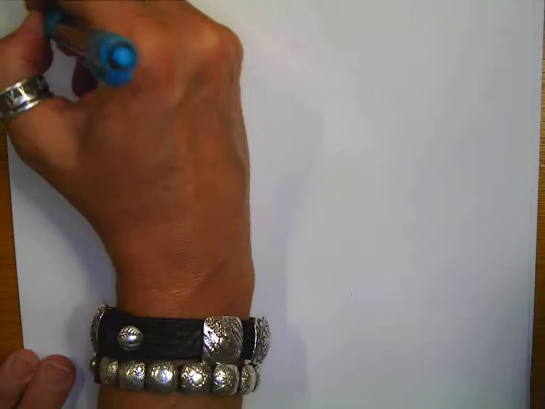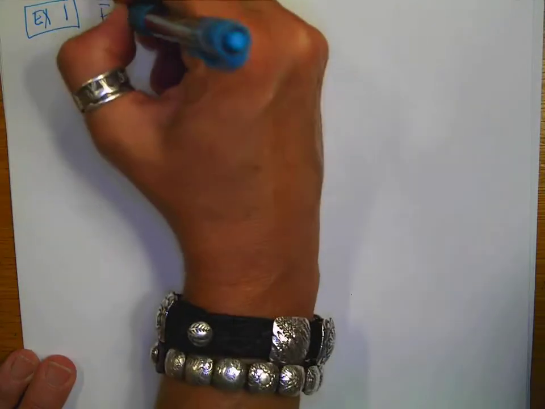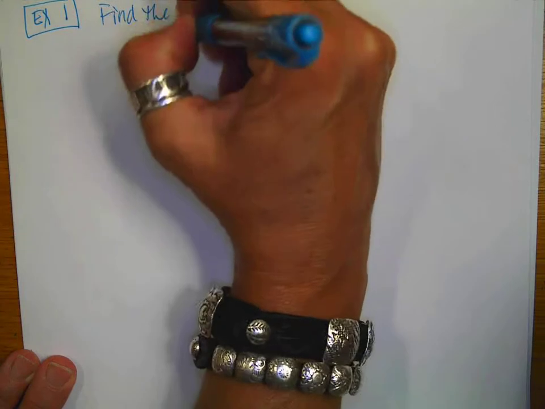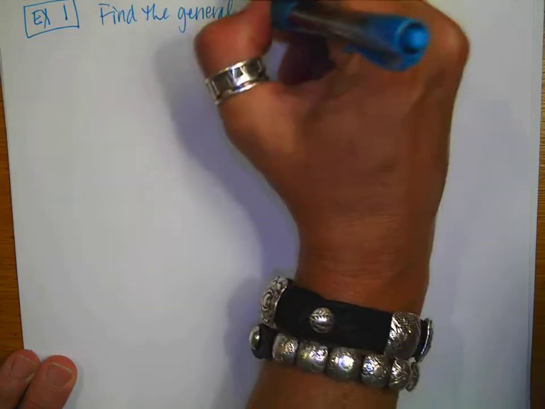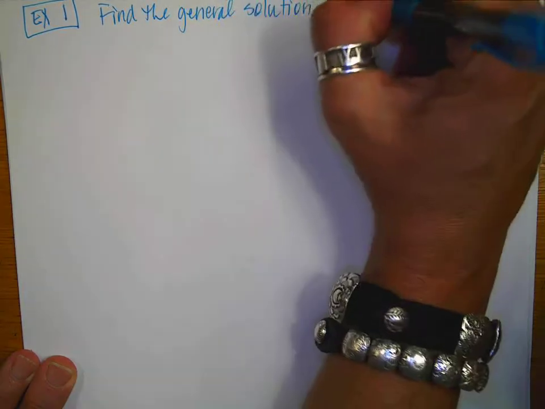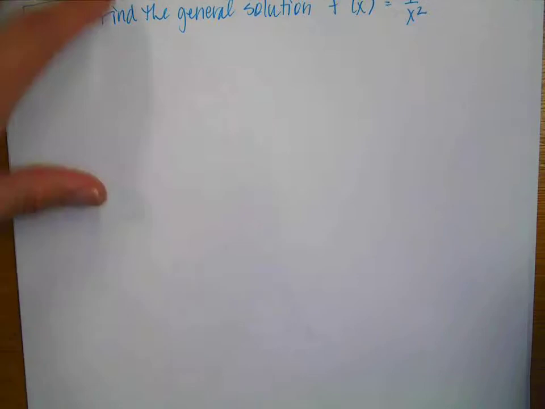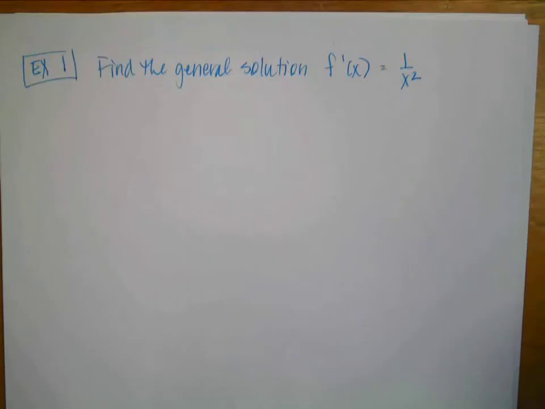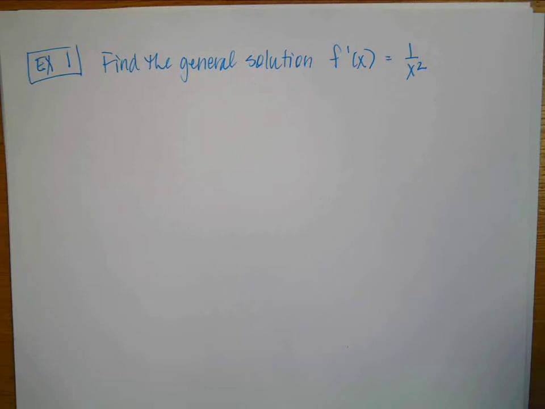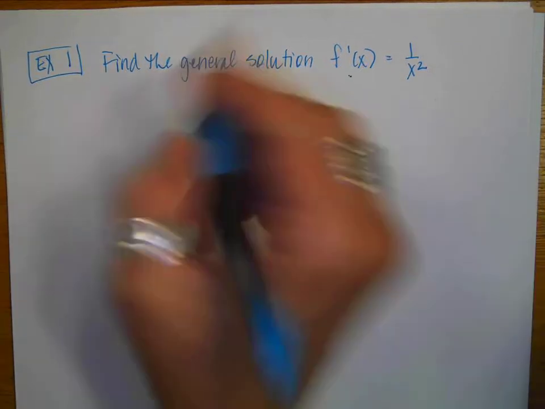So let's do an example. For the first example, it says find the general solution of f prime of x is equal to 1 over x squared. Now this one looks a little bit different than what I've done in the past, because instead of saying dy dx, it says f prime of x.